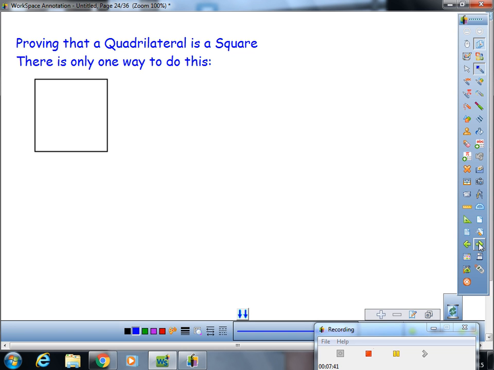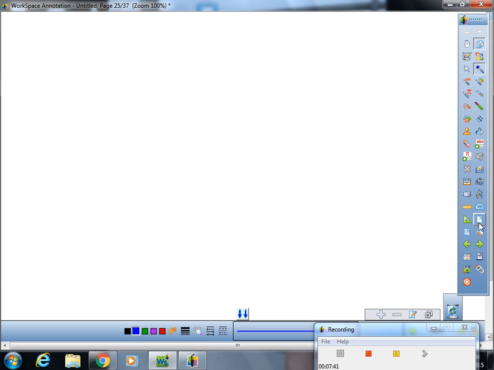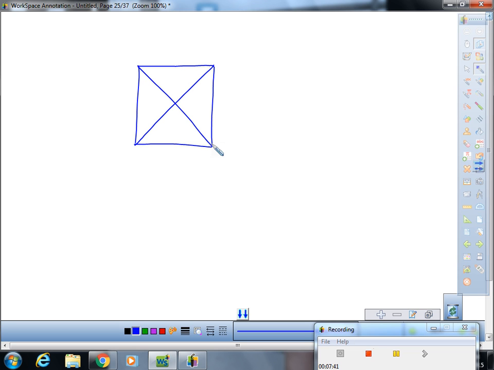And finally, luckily, there's only one way to prove that something's a square. You've got to prove that it's a rhombus and a rectangle. That's it. Okay? You got to prove that it's a rhombus and a rectangle. And that's the definition of a square. Okay? So you're going to find the book will give you questions like this. They'll say, what kind of shape is that?